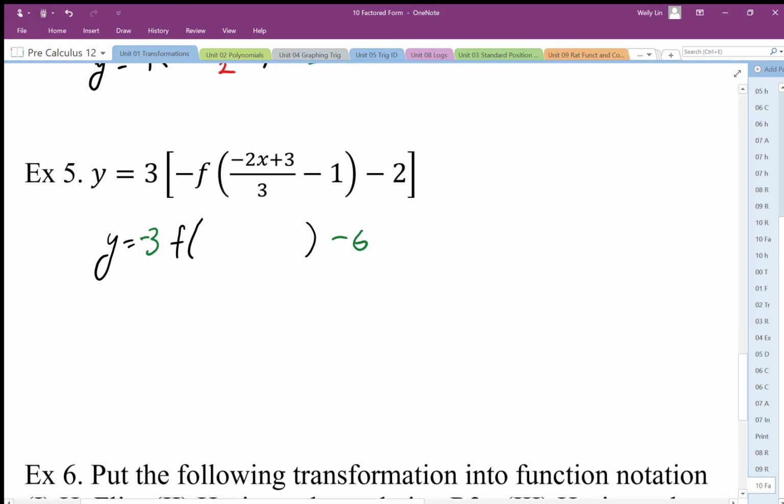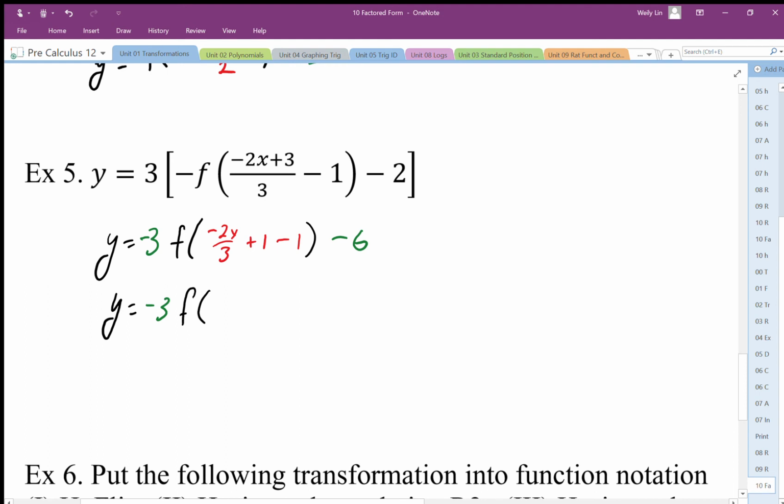So the inside then, I'm going to get rid of these brackets. So I'm going to get negative 2x over 3 plus 1. 3 over 3 is 1, minus 1. Conveniently those cancel out. So then, rewriting this, I get y equals negative 3. There's my vertical transformation.